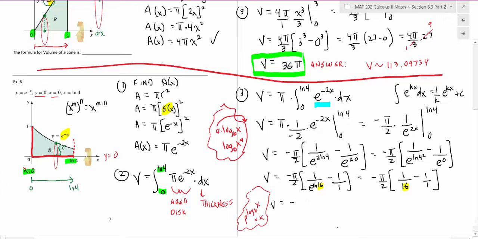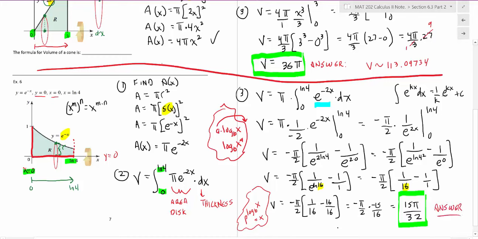Okay, so now I'm going to have negative pi over 2. I'm going to get a common denominator. So I'm going to change 1 over 1 to 16 over 16. So that's going to be negative pi over 2 times negative 15/16. So it looks like that final answer is 15 pi over 32. Okay, so that should be the final solution to the problem.